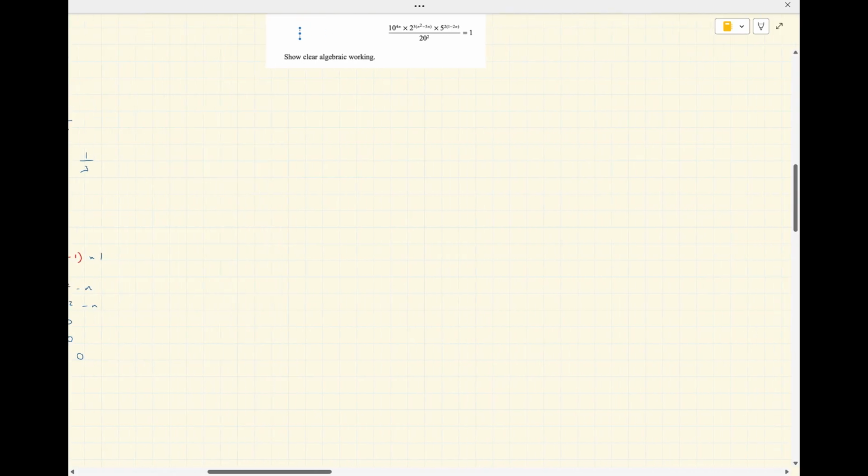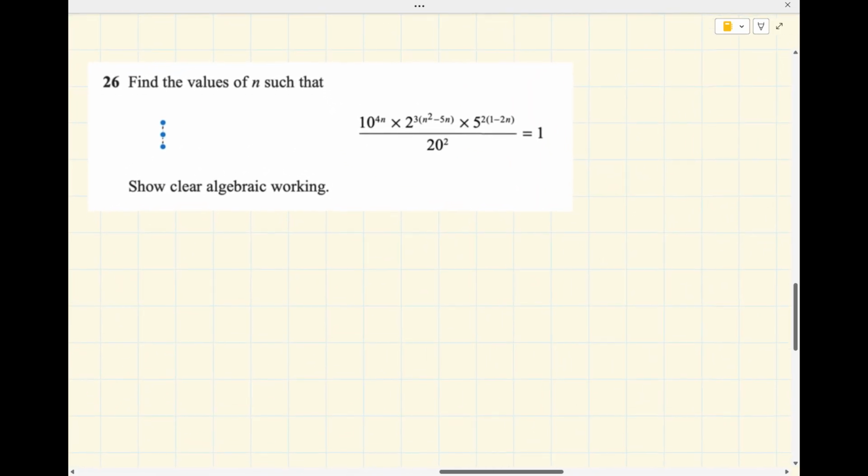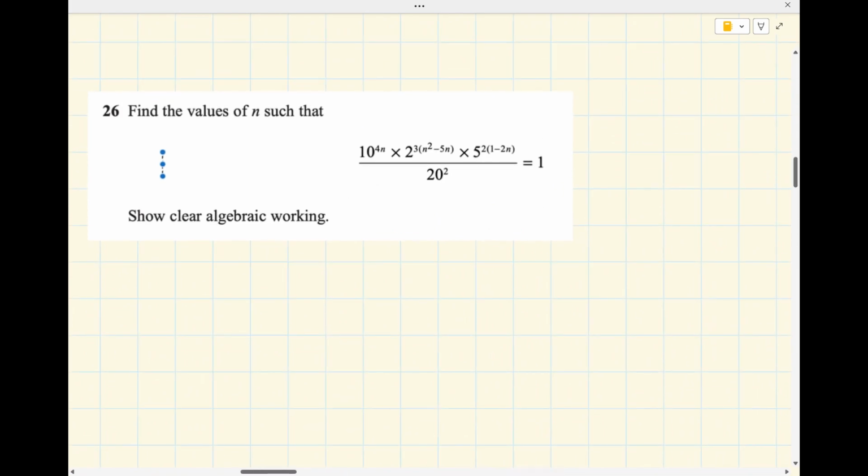Right, let's go and have a look at question 2. Here we go. Have a quick look. What are you thinking? Now, I'm thinking that this question is all about indices, and it's going to be all about writing things in the same base. And I can see I've got base 2 and base 5. That 10 could be written in terms of 2s and 5s, and so could the 20. So I think we're going to have to start thinking along those lines.